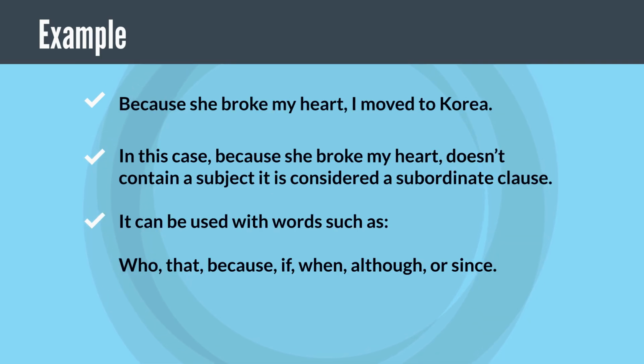Example: because she broke my heart, I moved to Korea. In this case, because she broke my heart, doesn't contain a complete thought. It is considered a subordinate clause. It can be used with words such as who, that, because, if, when, although, or since.